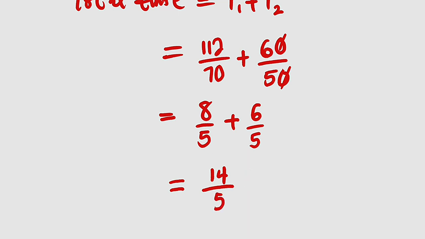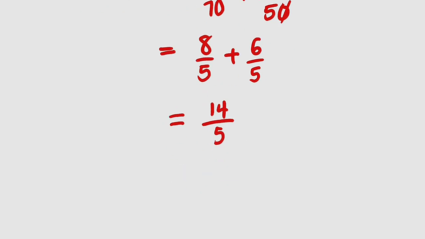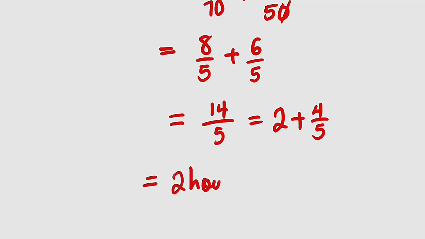Remember that this is in hours, so we can break it into hours and minutes. 5 can divide 14 two times exactly, with a remainder of what? 4 over 5. So we can say plus 4 over 5. So we have 2 complete hours with some fractions. So how can we convert this into minutes? We can multiply it by 60 so that we have 2 hours with some certain minutes. So this is equal to 2 hours and 4 over 5 multiplied by 60 minutes.